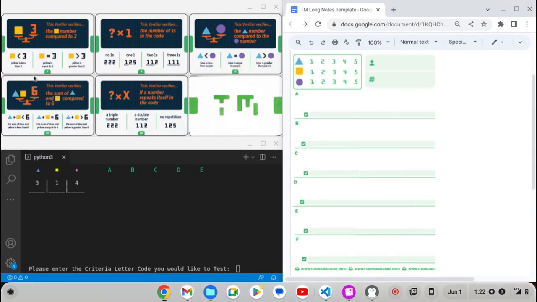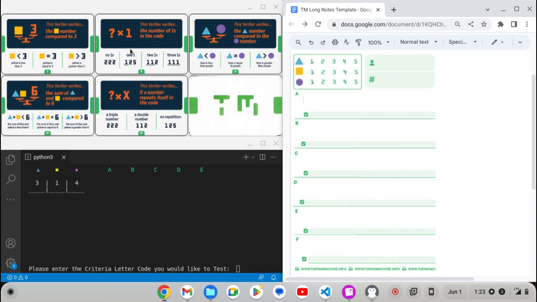So here are our 5 criteria cards. In the top row we've got criteria card A, criteria card B, and criteria card C. And in the second row we've got criteria card D and criteria card E. If we look at criteria card A, that's going to tell us a little bit about that middle digit, the square digit, as it compares its value to the number 3. So should the square value be less than 3? Should it be equal to 3? Or should it be greater than 3?